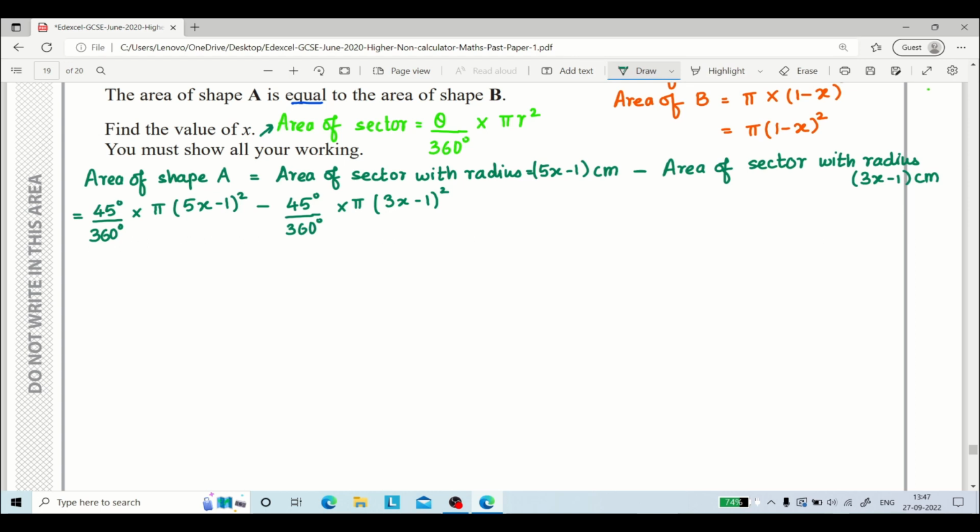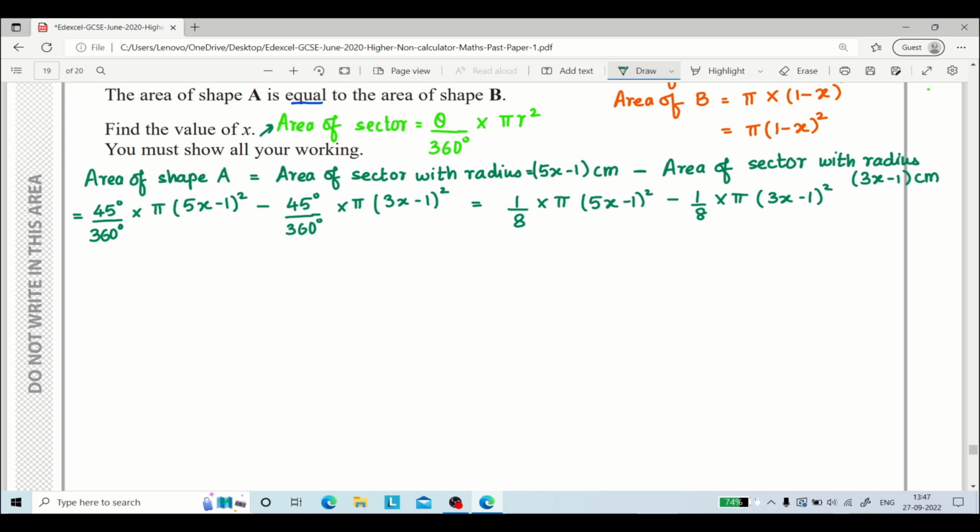Very good. Now let's quickly find out what is 45 divided by 360. If you divide it, you are going to get 1 by 8. So 1 by 8 into pi into 5x minus 1 whole square minus 1 by 8 again into pi into 3x minus 1 whole square.